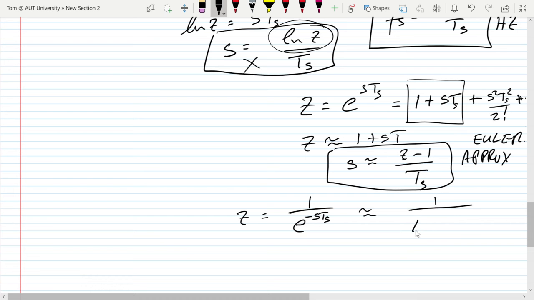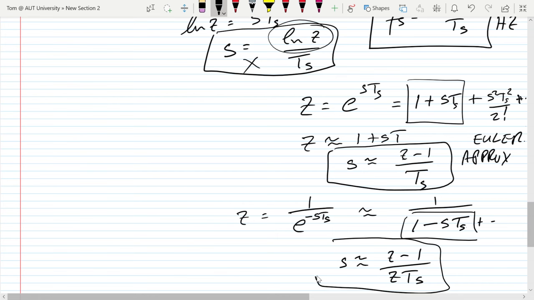Again, we can do an expansion of 1 minus STS plus the higher order terms. But if I just ignore the higher order terms and take the first order approximation and rearrange it, I'll find that S is approximately equal to (Z minus 1) over ZTS this time. So very similar to what we had before, where there's a Z term there. So this is Euler's approximation again, but it's another approximation.